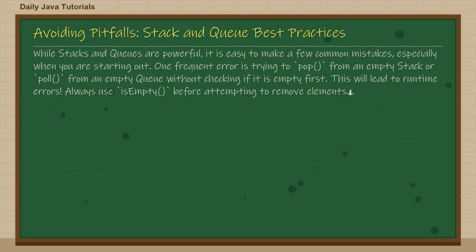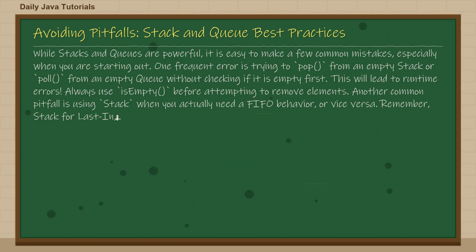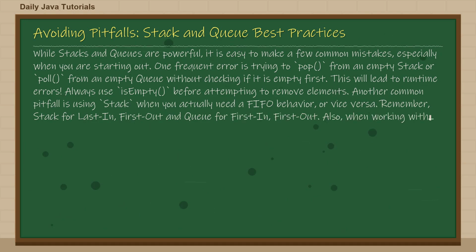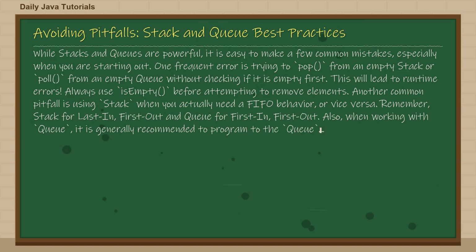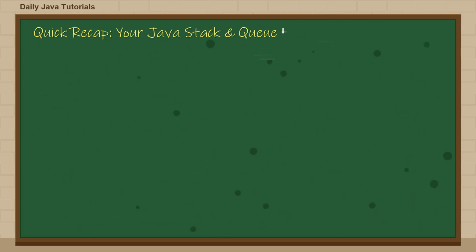Another common pitfall is using a stack when you actually need FIFO behavior or vice versa. Remember, stack for last in, first out, and queue for first in, first out. Also, when working with a queue, it is generally recommended to program to the Queue interface and use LinkedList as the concrete implementation, like Queue<String> myQueue = new LinkedList<>(). This provides more flexibility.